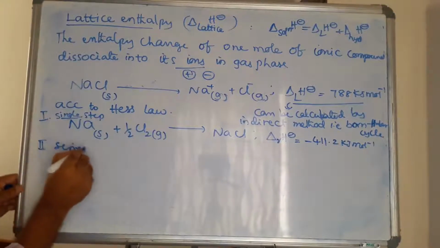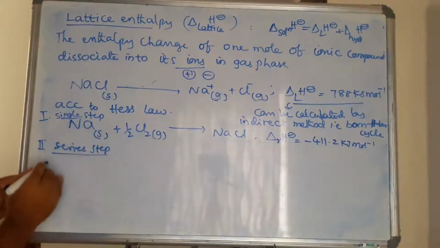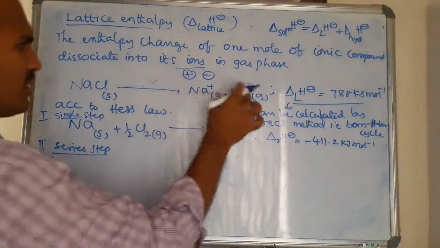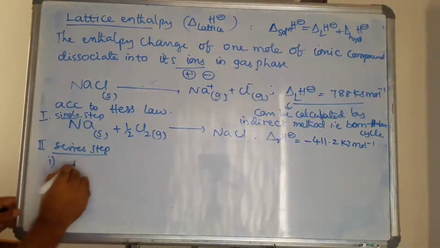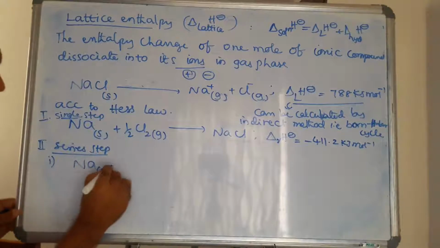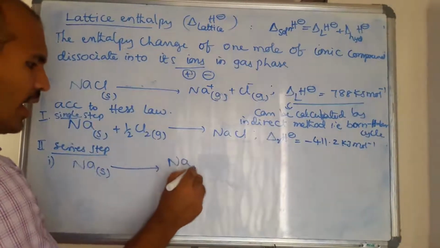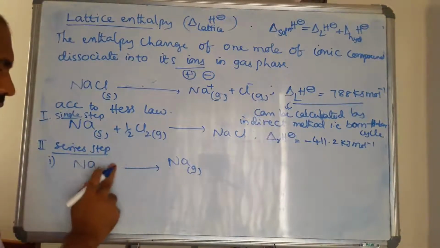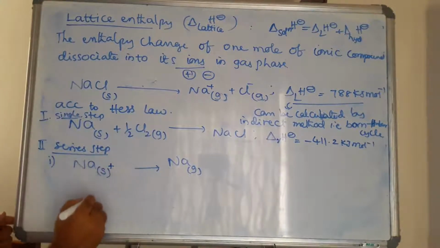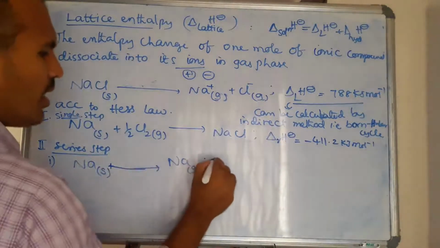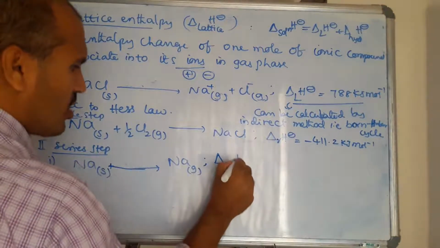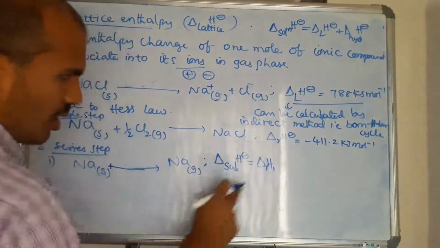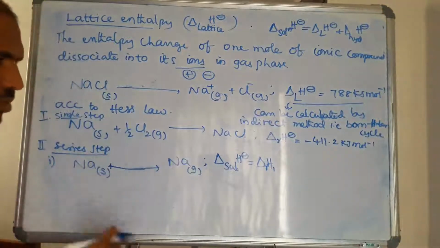Now, a series of steps. In this series of steps, I want to write this as step 1. How to convert Na plus Cl minus? We have Na solid. This Na solid first converts into Na gas. When you convert Na solid to gas, energy is required. That energy is called the sublimation energy. I want to write that as delta reaction H1. R means reaction, H1, first equation.